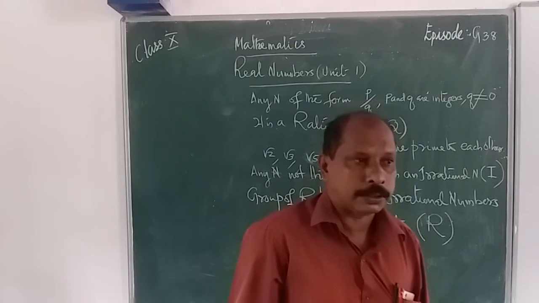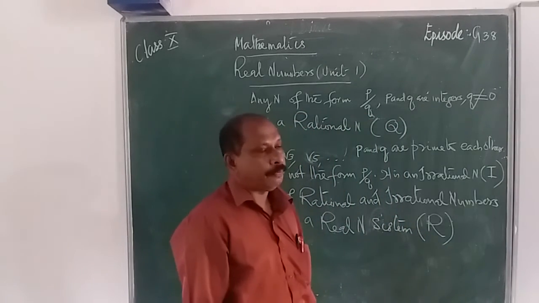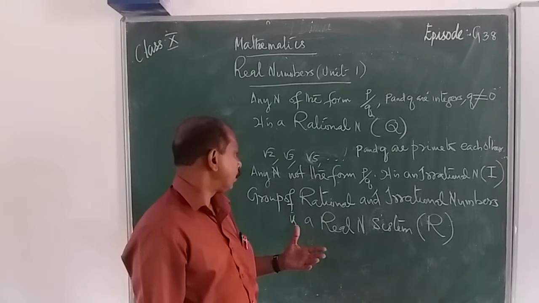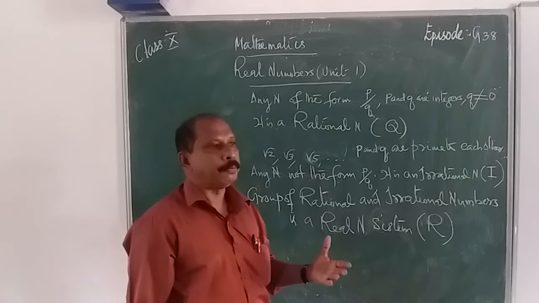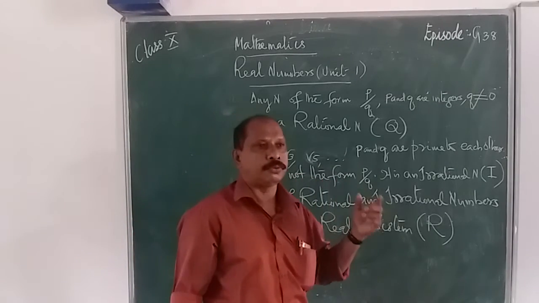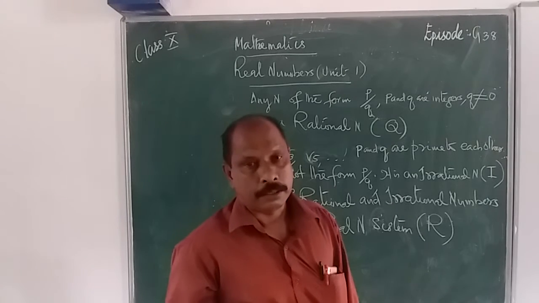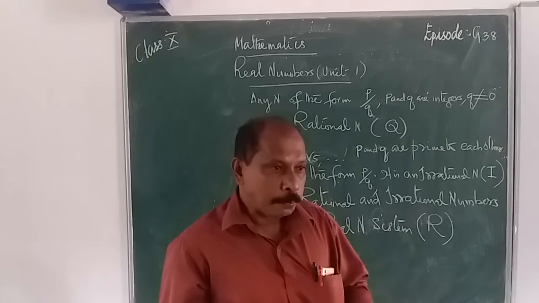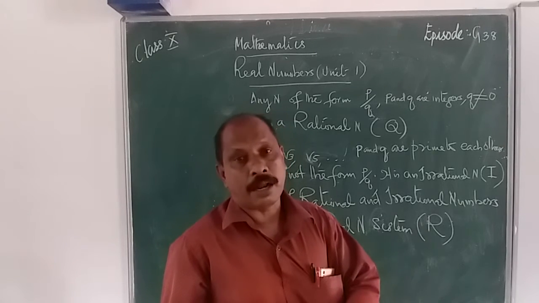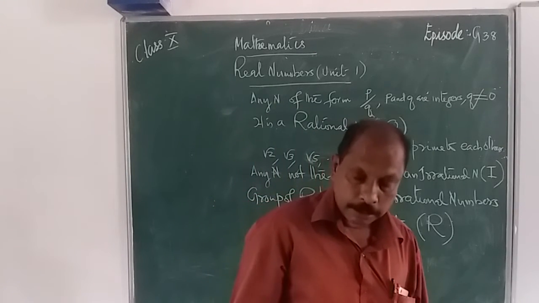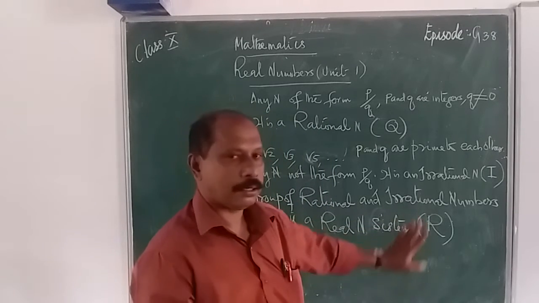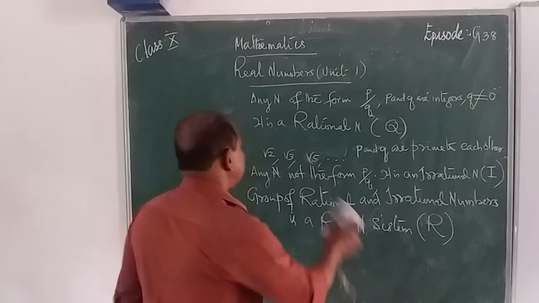1 is the common factor between p and q. We cannot express any number as p by q, it is an irrational number. For example, root 2, root 3, root 5, etc. are irrational numbers. Then the group with the set of all rational and irrational numbers is known as the real number system. That is all. That is the first chapter.